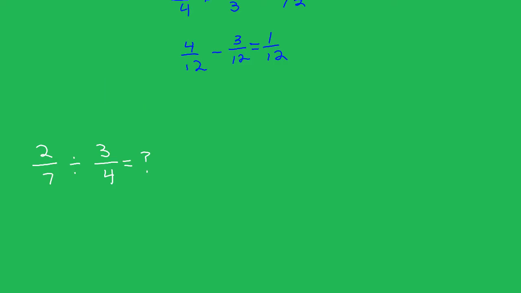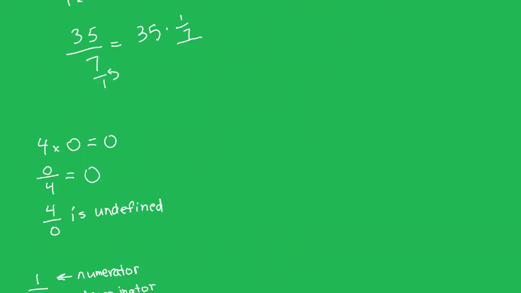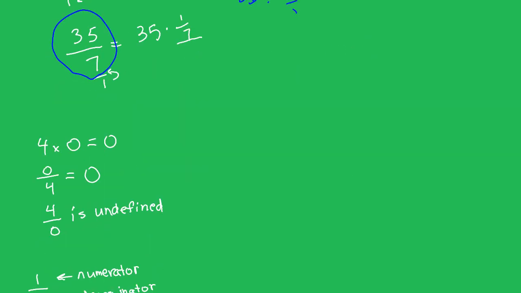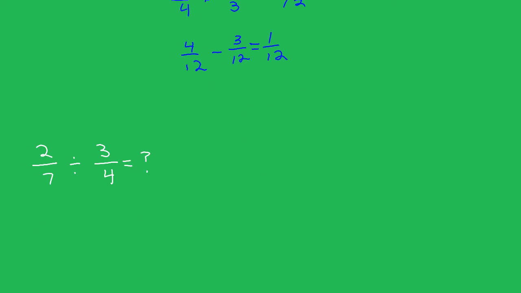So if you guys were paying attention in the earlier part of the video, we had right here, switch to blue, we had 35 divided by 7. And what we did there was we took the first number and then multiplied it by the second number flipped. So we flipped the 7 over 1 to get the 1 over 7. So we're going to have to flip the second number and multiply it by the first number in our case.